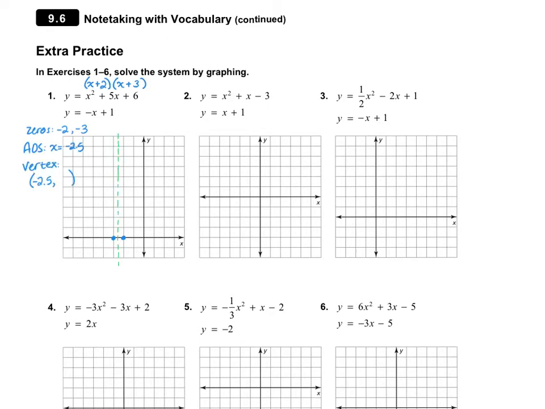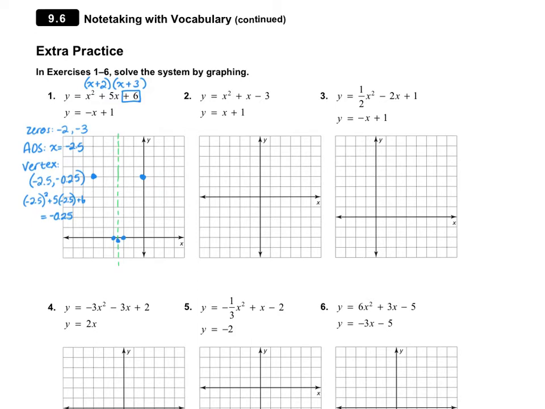So now we need to plug in -2.5 into that equation to see if we can find what the vertex is. And when I plugged it in, I got -0.25. So that means my vertex is just underneath the x-axis there. My equation tells me up here that the y-intercept is at 6, which means that I can draw another point on the other side like that.